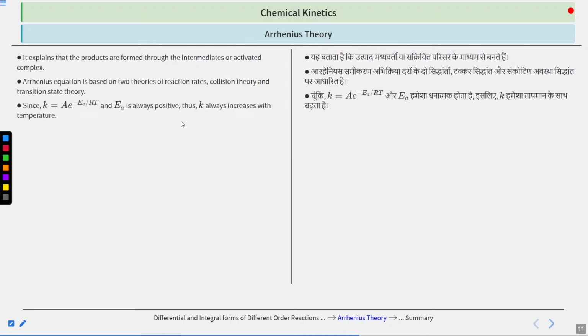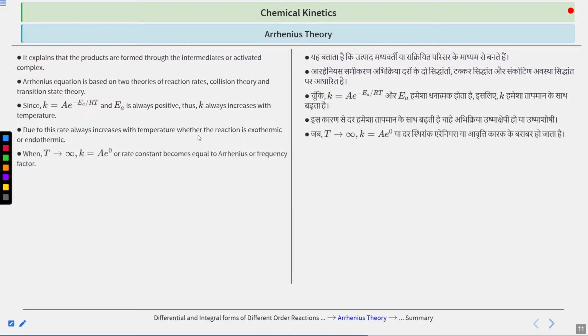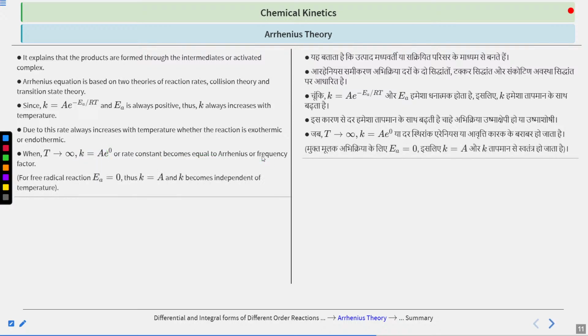Since k = A e to the power minus Ea by RT and Ea is positive, k always increases with temperature. We have discussed this already. Due to this, the rate always increases with temperature, whether the reaction is exothermic or endothermic. It will depend on the exothermic or endothermic nature whether the product or the reactant will be formed maximum. When T tends to infinity, k = A, and the rate constant becomes equal to the Arrhenius or frequency factor.